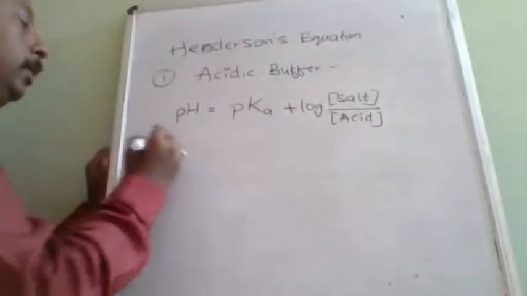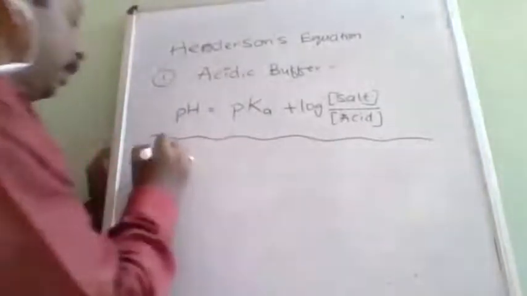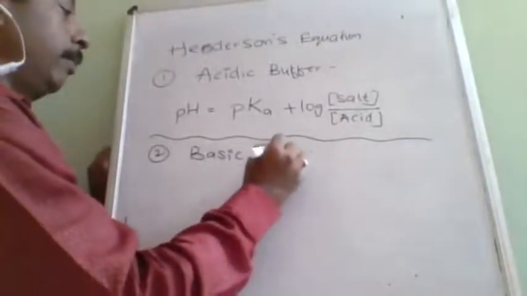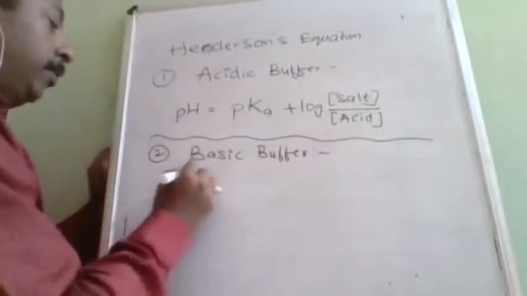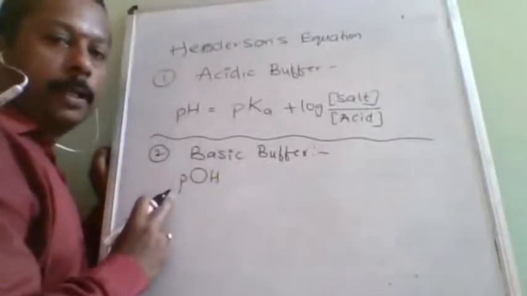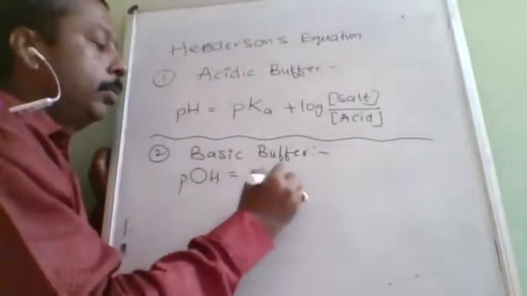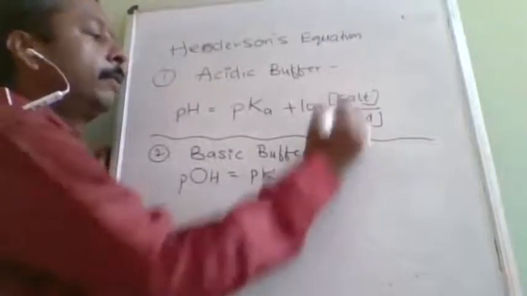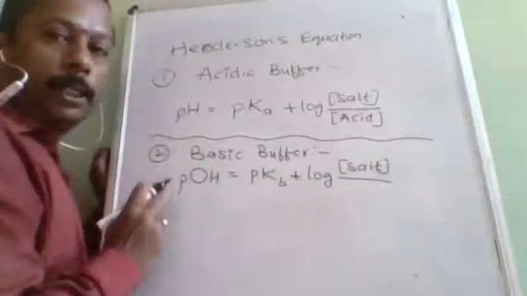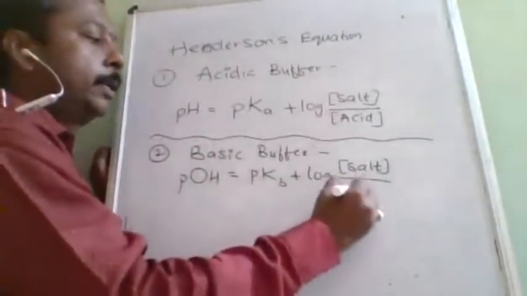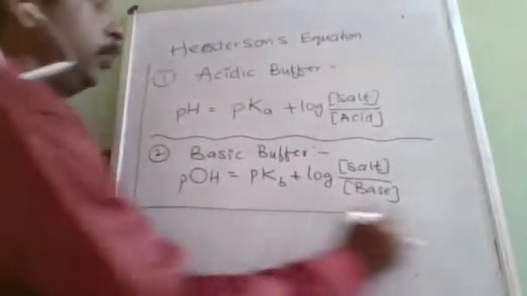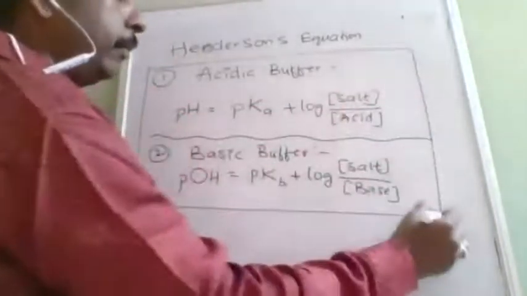Now, in the same way, next is the basic buffer. As in the acidic buffer we studied pH, in the basic buffer we study pOH. pOH is equal to pKb plus log of salt, which will be common. In place of pH we use pOH, therefore we replace acid with the base.